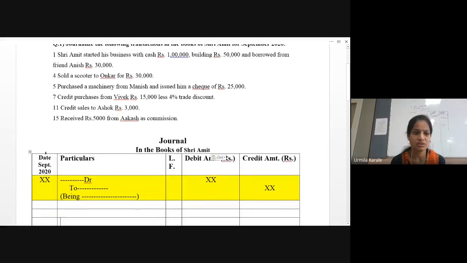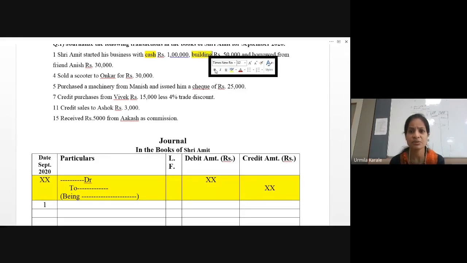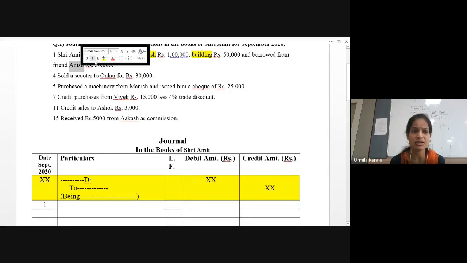So you can see first we have to write the date. So date 1, this is the transaction which I'm talking about. Shri Amit is an owner. Now he is starting business with cash. Okay, so cash account is involved. Then building, again building is an asset. Building account is involved, and he has borrowed money from Anish. So this similar kind of a transaction we have seen in the earlier lecture also.